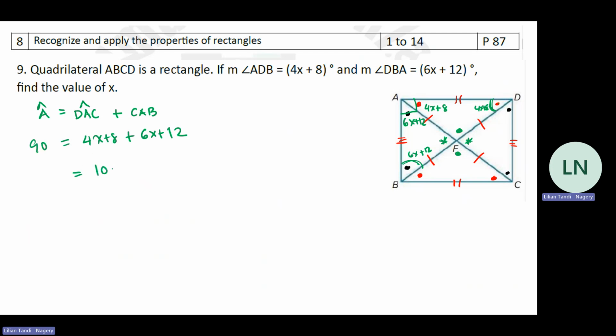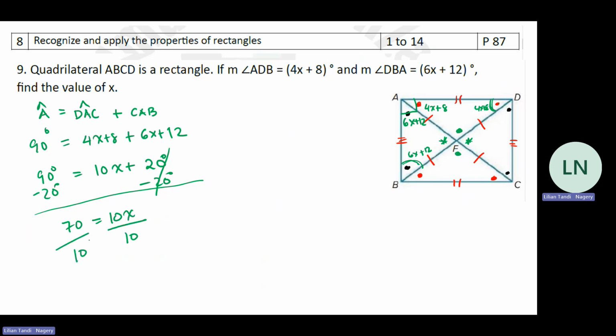Add my x's, which is 10x plus 20 equals 90 degrees. Subtract 20 on both sides. This goes away. This gives me 70 equals 10x. Divide by 10, divide by 10. 7 is x. So that's what you do.